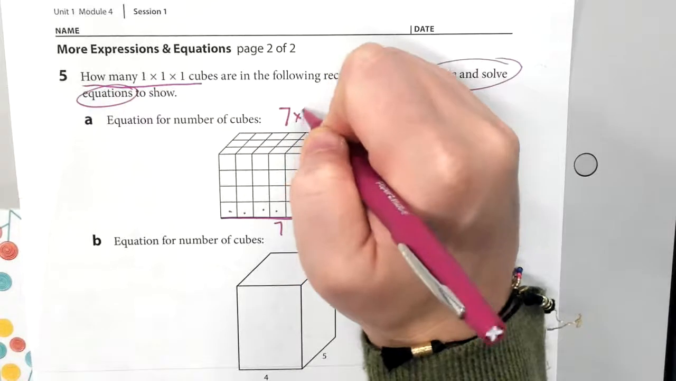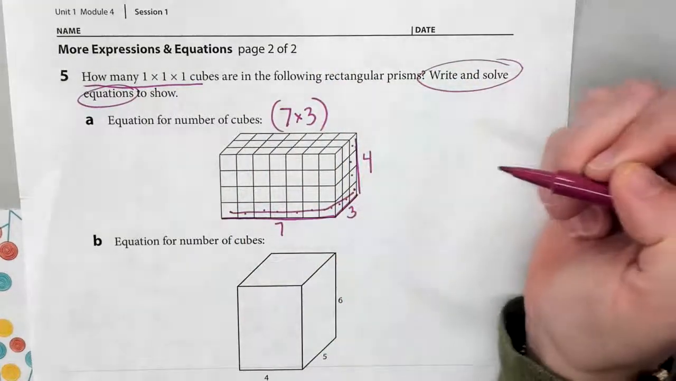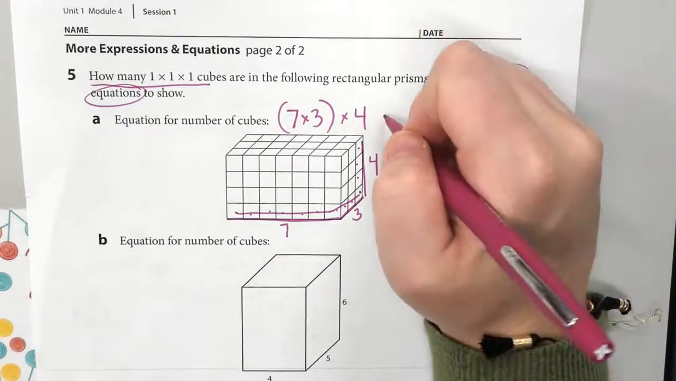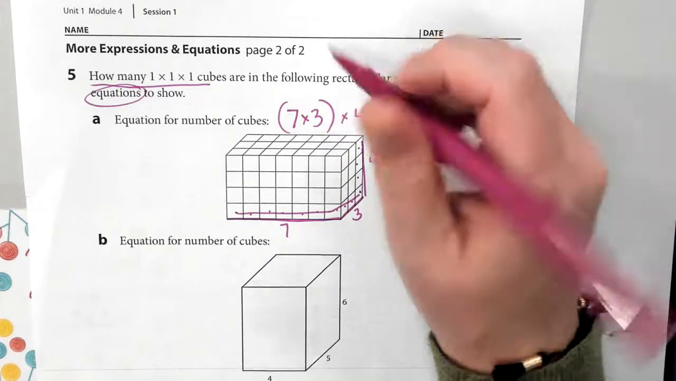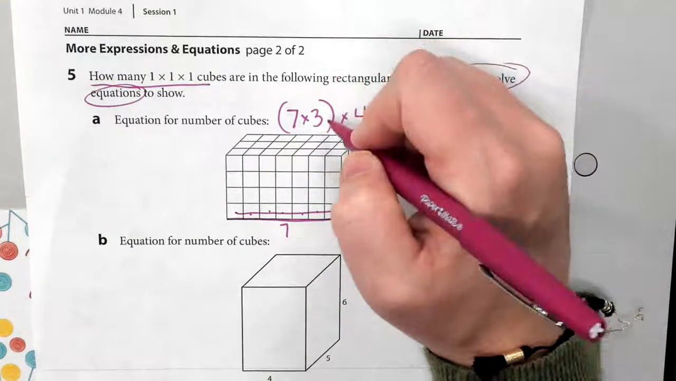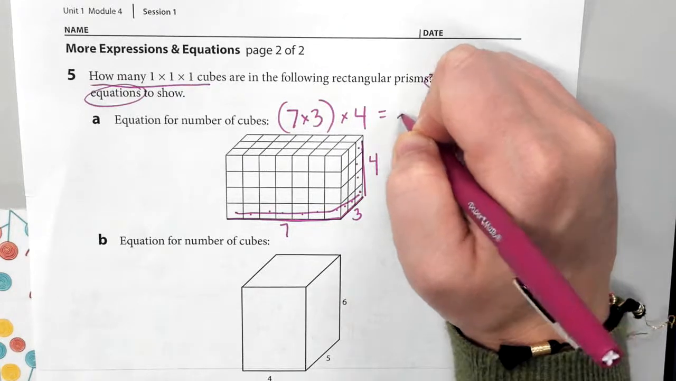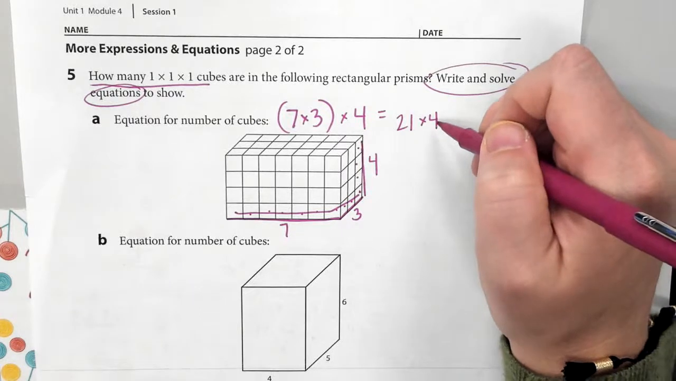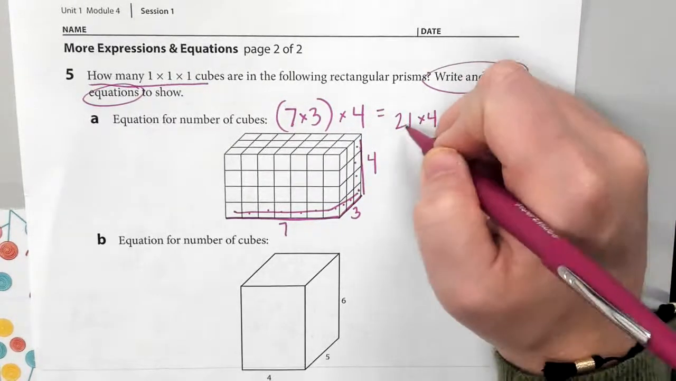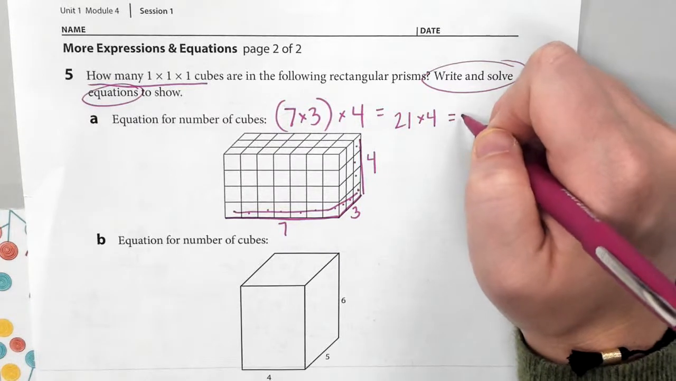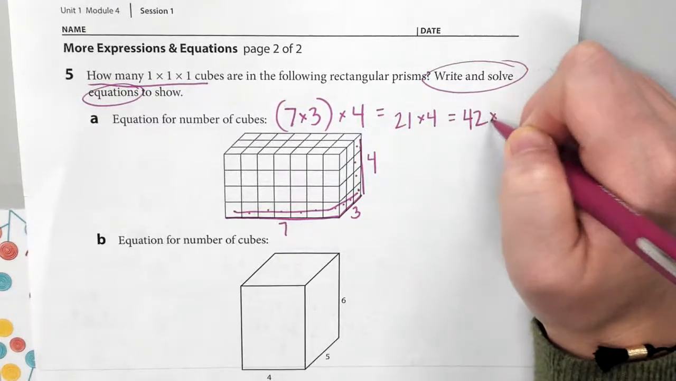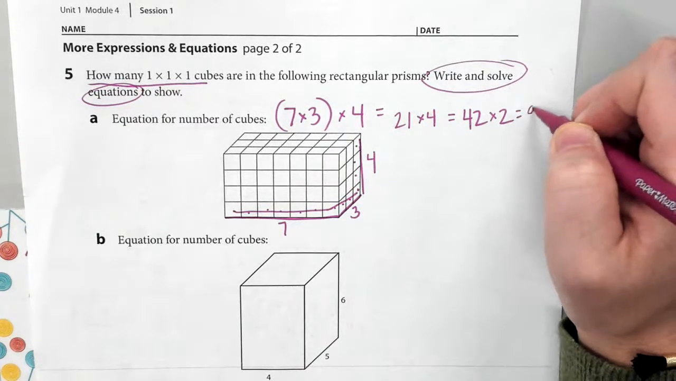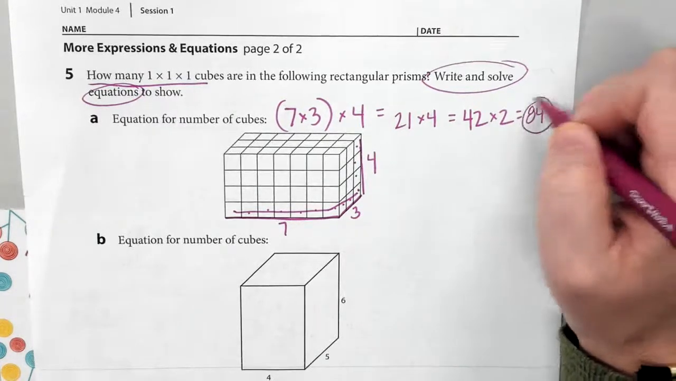So my base is a 7 by 3 base. This is my base. My height is 4 layers tall. That's my equation. Now I need to solve it. So let's stick with 7 times 3 first. What's 7 times 3? 21. So I still have 21 times 4. Anything times 4, remember I can double a double. So first I'm going to double 21. I get 42, and then I need to double that. So what's 42 doubled? 84. Go ahead and circle it.